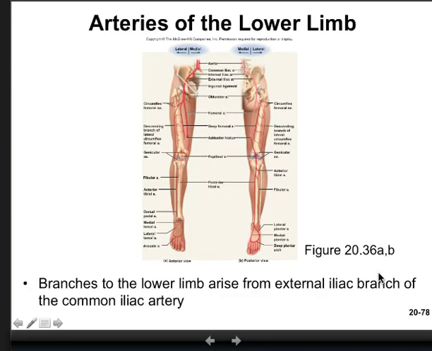And here you can see the arteries that supply the lower limb. They branch from the external iliac. This branches off the common iliac, and then it becomes the femoral, then the popliteal, and then the tibial, as we move from the pelvic region down into the lower limbs.